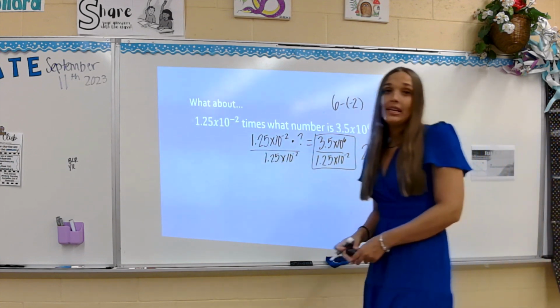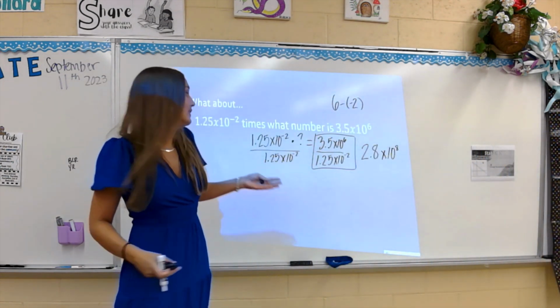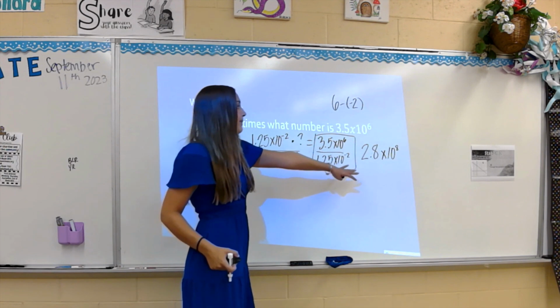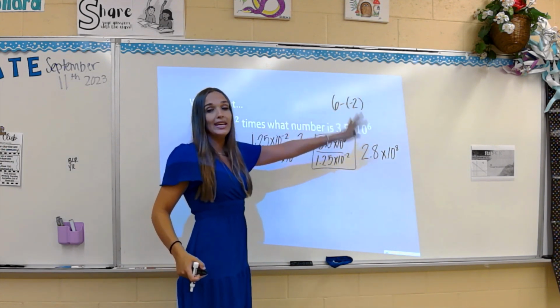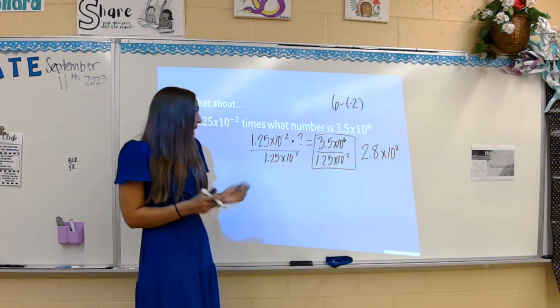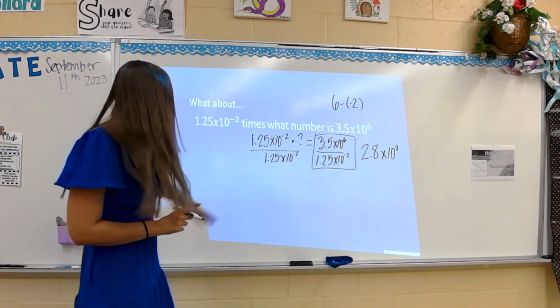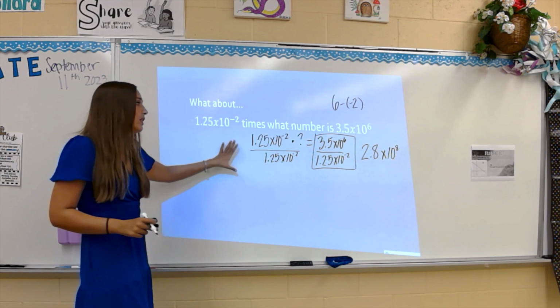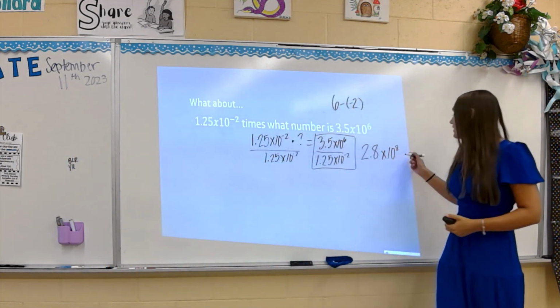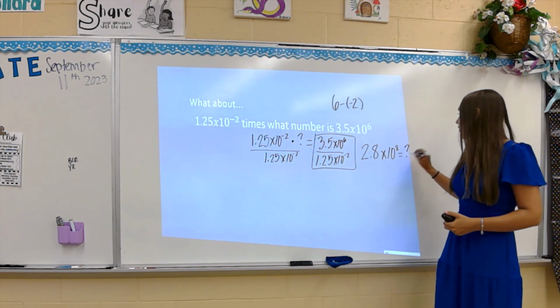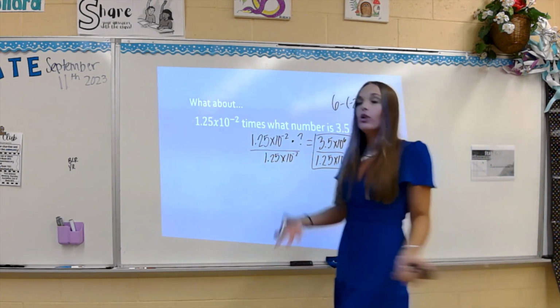Now I'm going to look at it. Is 2.8 between 1 and 10? Yes, it is. So I'm good to go. And I subtracted. My exponent is an integer. So everything checks out. This might seem a little scary at first, but once you apply our knowledge, this is what you get. So 2.8 times 10 to the 8th is our question mark, our missing variable, whatever you want to call it.